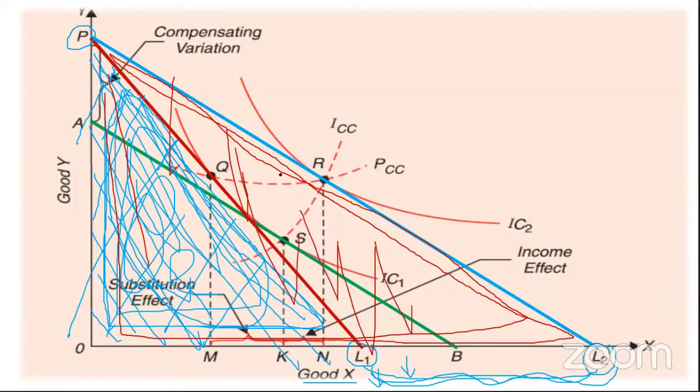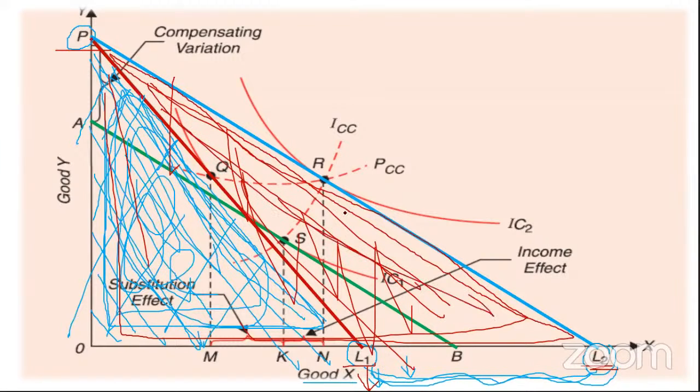My budget line, or price line, shifted from PL1 to PL2. Why? Because the price of the good X has fallen, so I am purchasing more quantity of X goods, and my budget space is also increasing up to this point. PL2 is my higher budget line. PL1 is the first budget line and PL2 is the second budget line. Up to this point is clear. These are the budget lines.